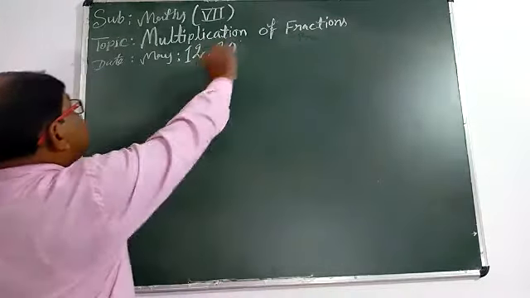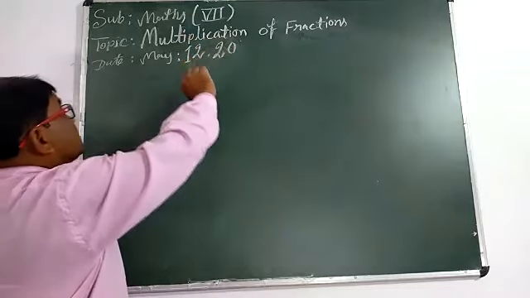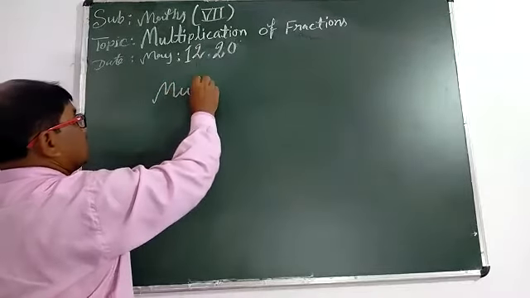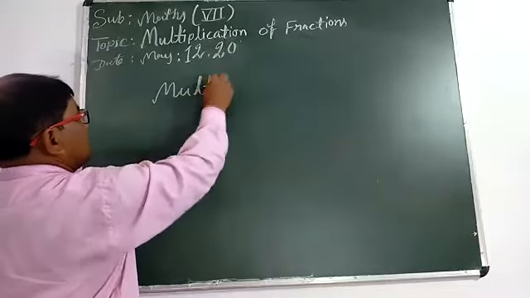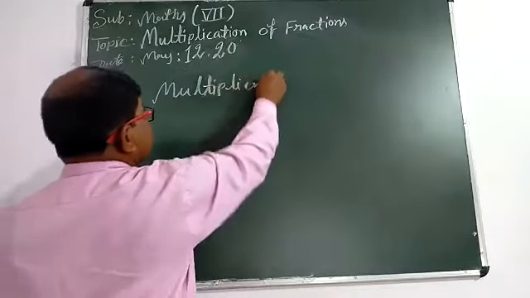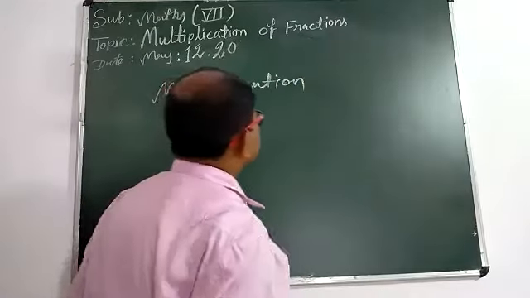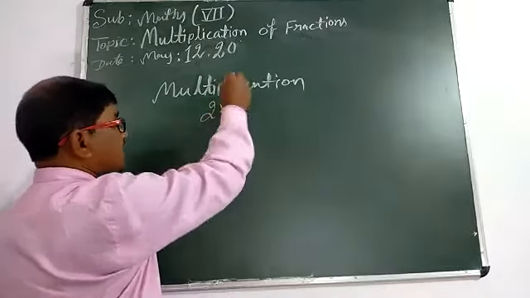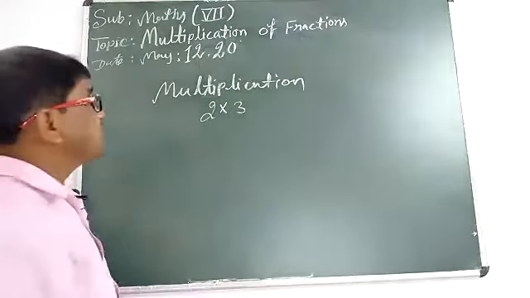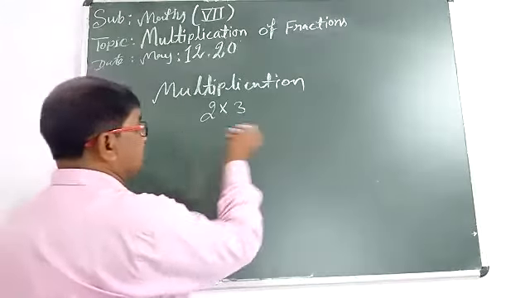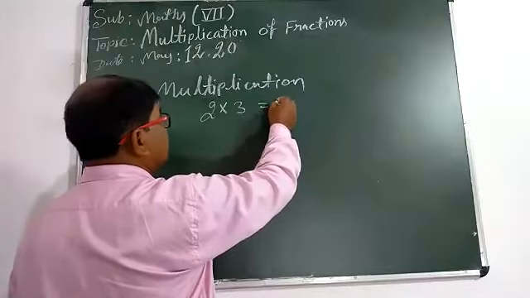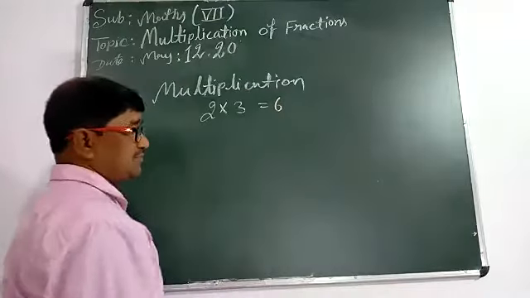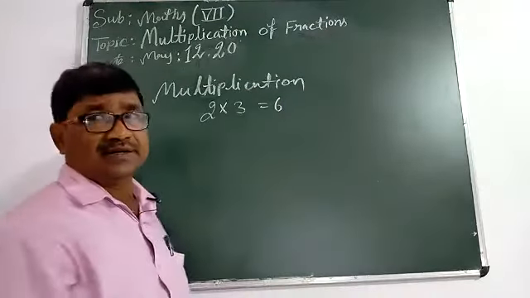Students, first of all, in 2 minutes, we should try to recall something. Multiplication. Suppose that you are multiplying 2 and 3. Here one is the multiplicand, another is the multiplier, and after finding the result, you can write here 6. So that is the product. This is the simple multiplication learned by you.